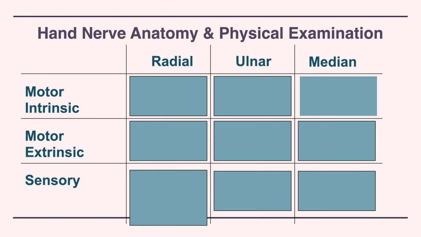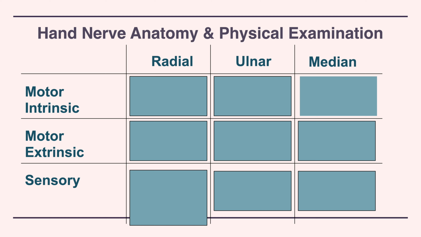And she taught this in a very interesting way. She used a tic-tac-toe method of teaching it. There are three nerves represented by the three columns that innervate the hand: radial, ulnar, and median. There are two functions of every nerve: motor and sensory. But the motor is divided into motor intrinsic and extrinsic, which are seen in the three rows.